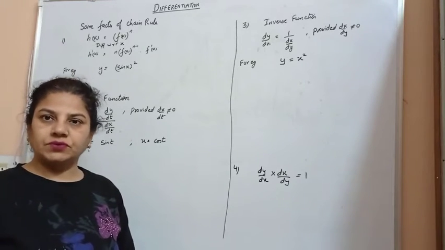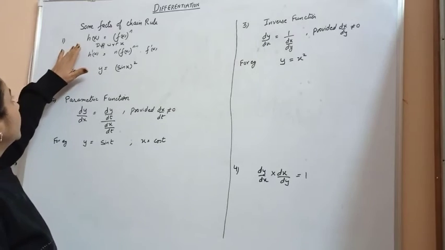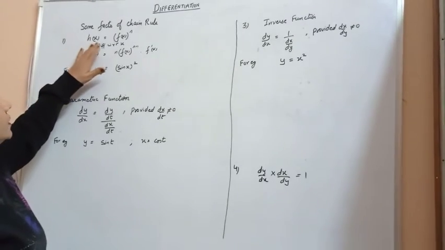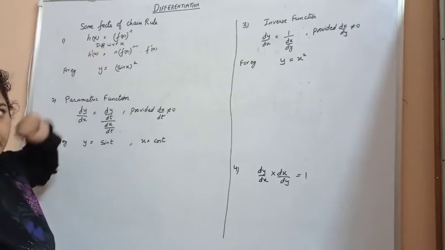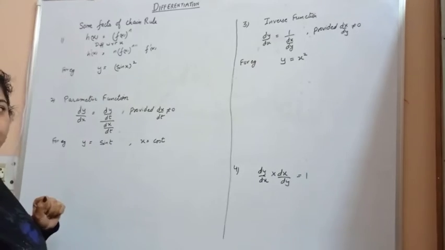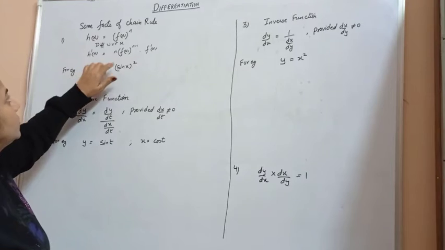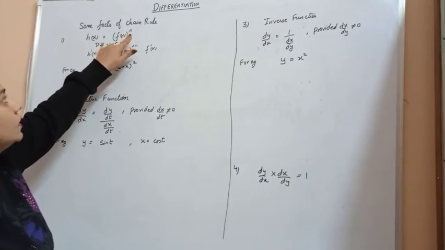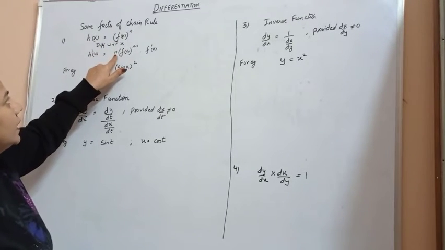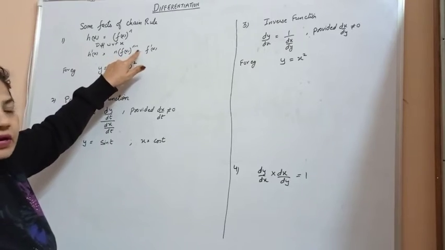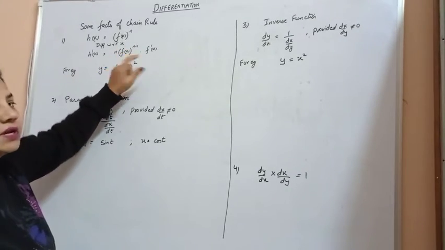Some facts of the chain rule. Let h(x) be a function (f(x)) to the power n. Then on differentiating with respect to x, we have h'(x) equal to, applying the power rule, n comes forward, n times (f(x)) to the power n − 1, and the derivative of the inner function f'(x).